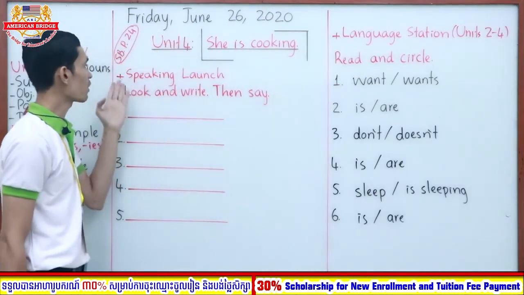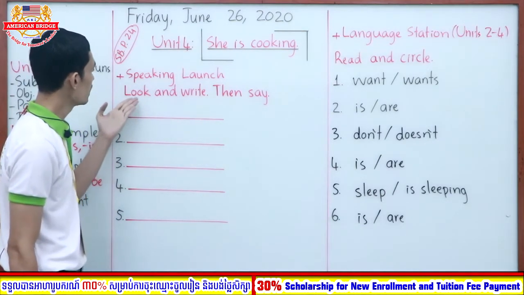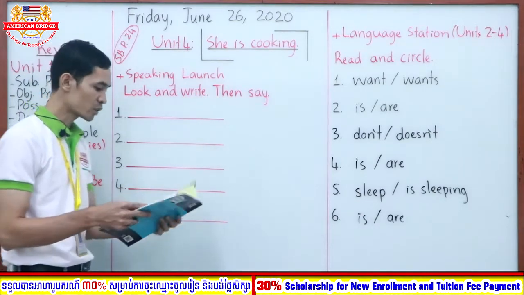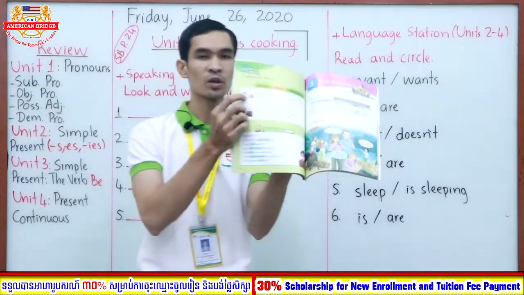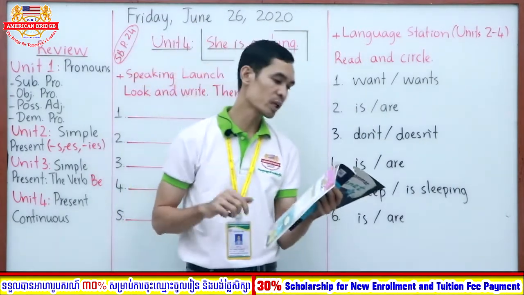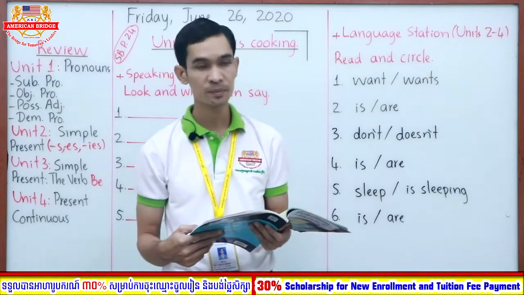So now please focus on Speaking Launch with me. In Speaking Launch, we have one activity here. We have Look and Write, then Say. Okay, here we have two pictures, right? Two girls in the box. And we have three different forms. We have affirmative, negative, and question and answer, right?